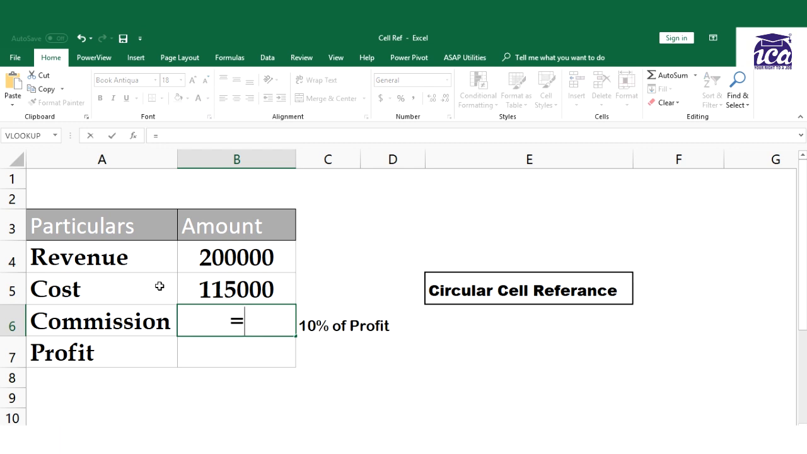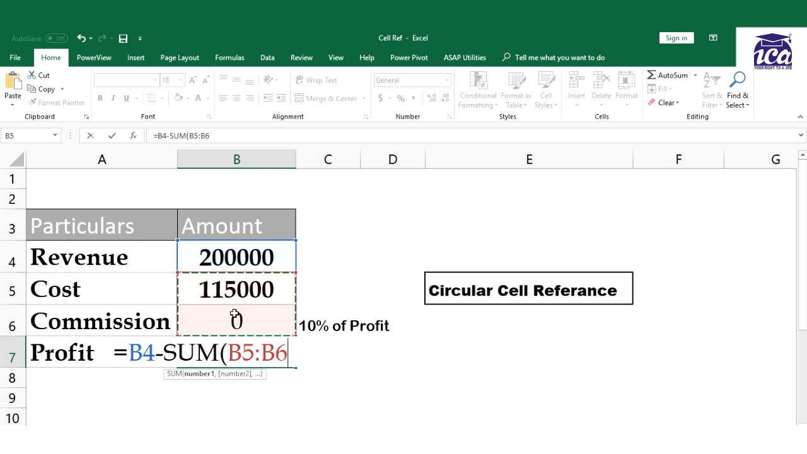So what I'll do is, I'll just put the reference of the cell B7 into 10%. This is what would be the formula for commission. It would give me zero because there's nothing in profit. Now let's apply the formula for profit also and see how we can get the answer. So profit would be revenue minus all my expenses, so sum of all my expenses and bracket closed.